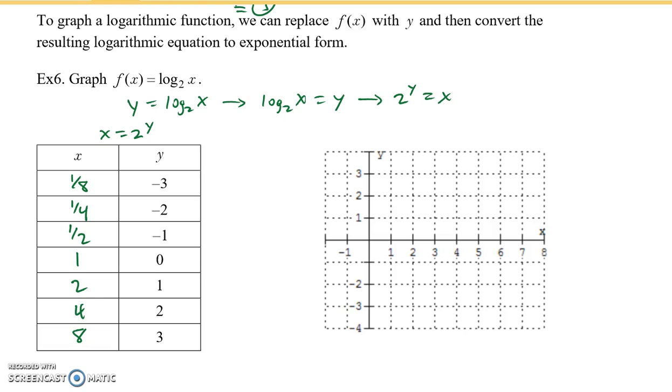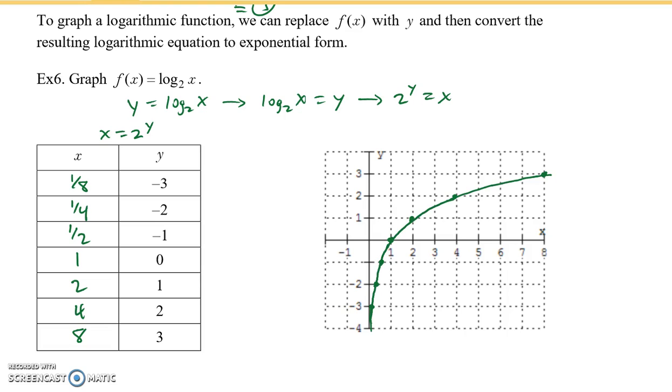Let's plot these points now. 1/8, negative 3 would be very close to the y-axis, so I'll put that about right here. 1/4, negative 2 is about here. 1/2, negative 1 is about here. 1, 0 is an x-intercept. 2, 1 would be about here. 4, 2 here. And 8, 3 here.